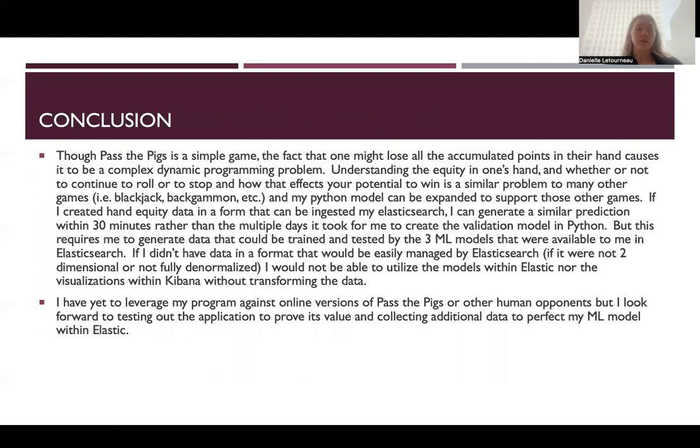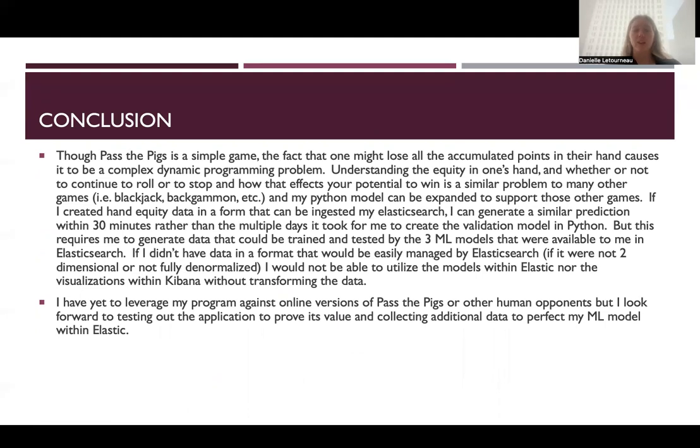In conclusion, though Pass the Pigs is a simple game, the fact that one might lose all the accumulated points in their hand causes it to be a complex, dynamic programming problem. Understanding the equity in one's hand and whether or not to continue to roll or to stop and how that affects your potential to win is a similar problem to many other games, for example, backgammon or blackjack. And my Python model can be expanded to support those other games.